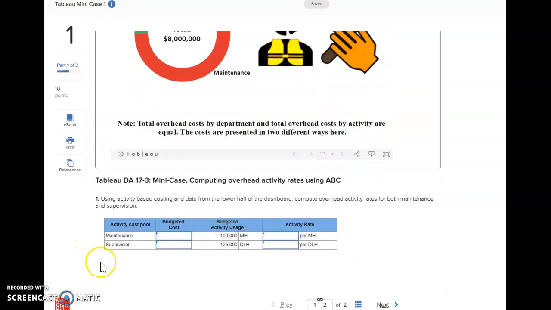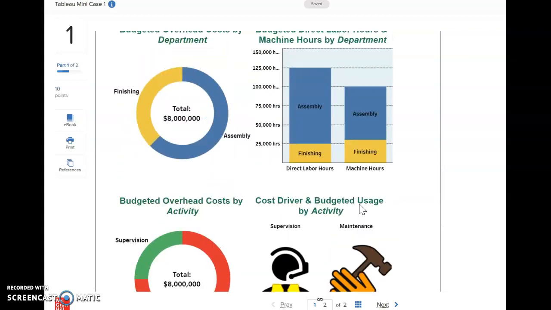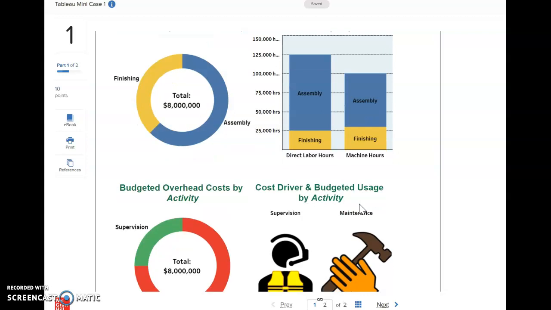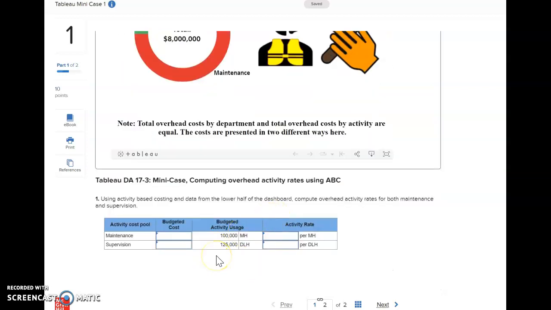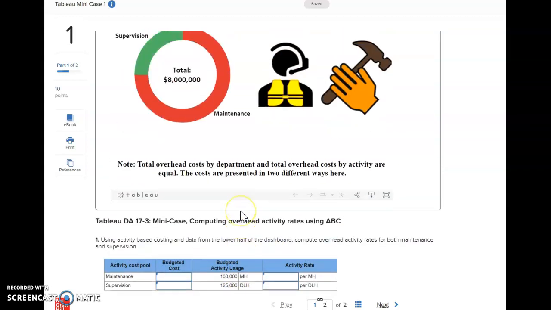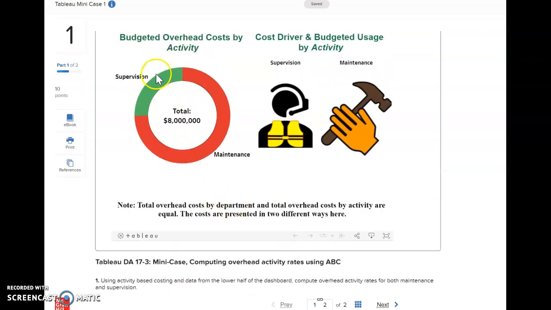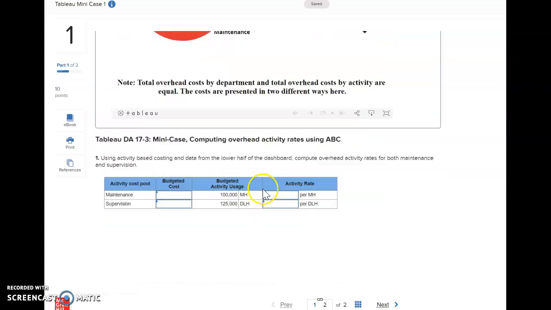So you're going to go ahead and calculate the activity rate for maintenance and supervision. So we've got the budgeted activity usage. Maintenance was 100 machine hours, right? And so we can see that up here. 100 machine hours, supervision's 125,000 direct labor hours. So we'll take the budgeted costs for maintenance and supervision. We can get that breakdown up here. And that's how we'll get our activity rates.